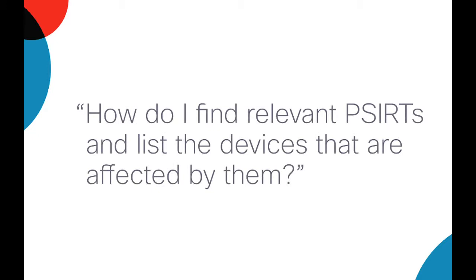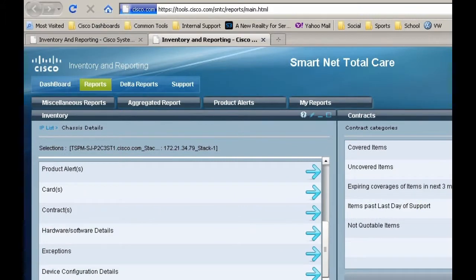How do I find all the PSIRTs and the devices that are affected by them? Log into the SmartNet TotalCare portal, select the Reports tab, and then the Product Alerts tab under that.